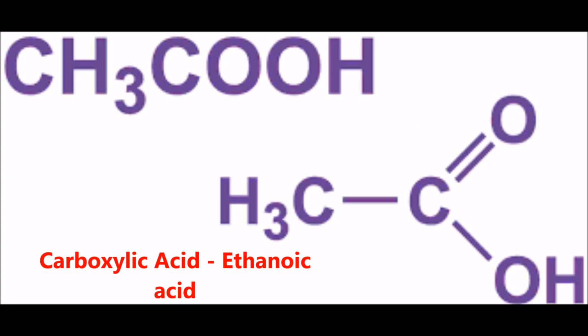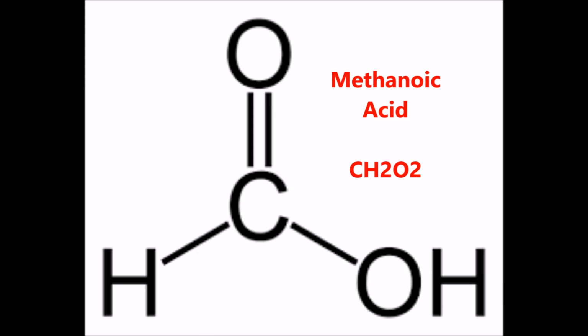The last group in the homologous series are carboxylic acids. Sorry, I'm not the best at saying that. And the first one you need to know is ethanoic acid, and you'll need to know again the formula and the structural formula, and its formula is CH3COOH. The second one you need to know is methanoic acid, and its formula is CH2O2, and that structural formula there. And all of these have a double bond O and an OH group, which you will need to know.